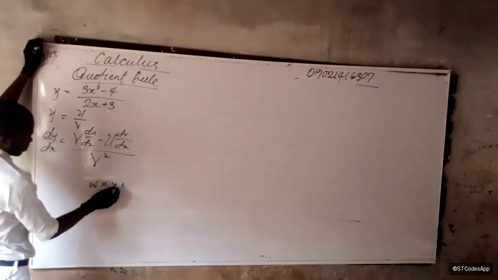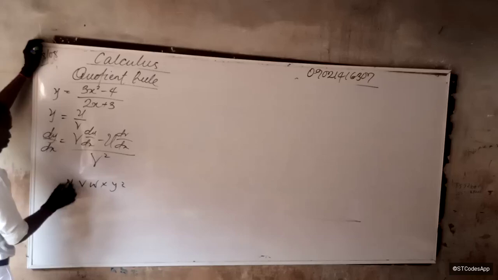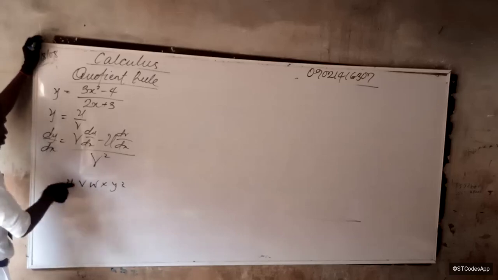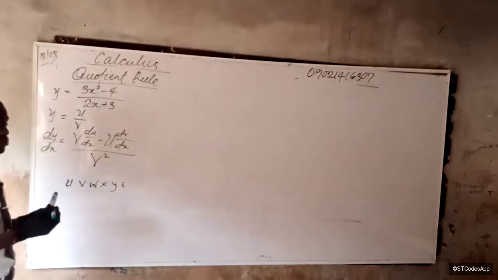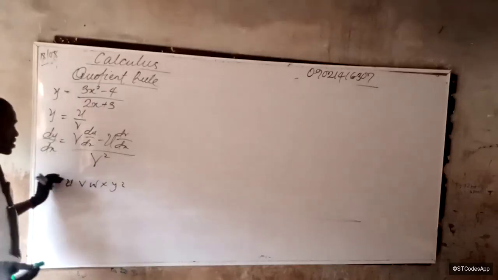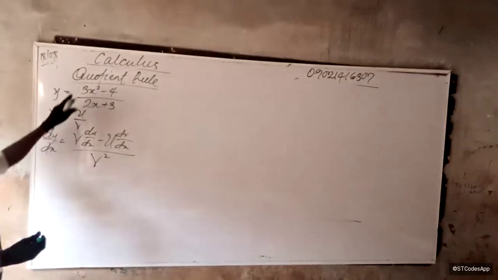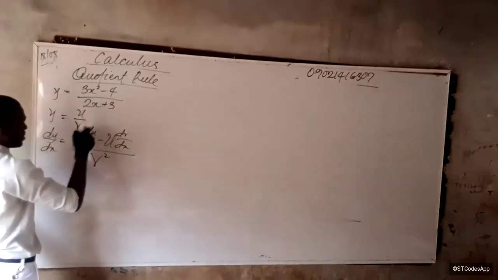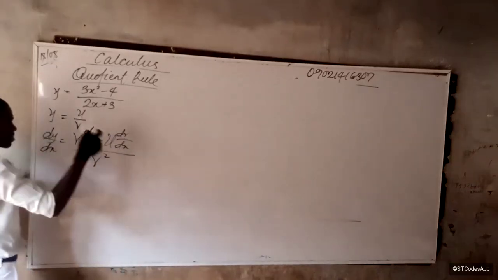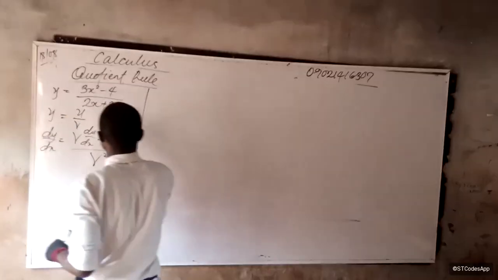So 26, 25, 24, 23, 22. It means that U is 21 and this one is 22. So U is before it, so U should be on top. The reason why I'm doing that is that students usually forget how the arrangement is. So the numerator is going to be your U, the denominator is going to be your V. So the arrangement is (V du/dx minus U dv/dx) over V squared. All right, so let's use that in resolving this.